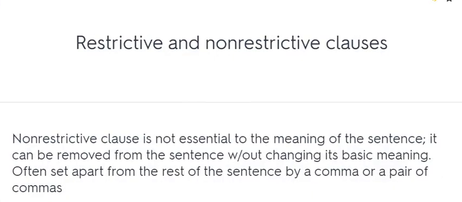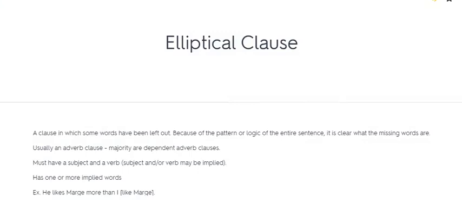Restrictive and non-restrictive clauses. Non-restrictive clause is not essential to the meaning of the sentence. It can be removed from the sentence without changing its basic meaning, often set apart from the rest of the sentence by a comma or a pair of commas. Elliptical clause.